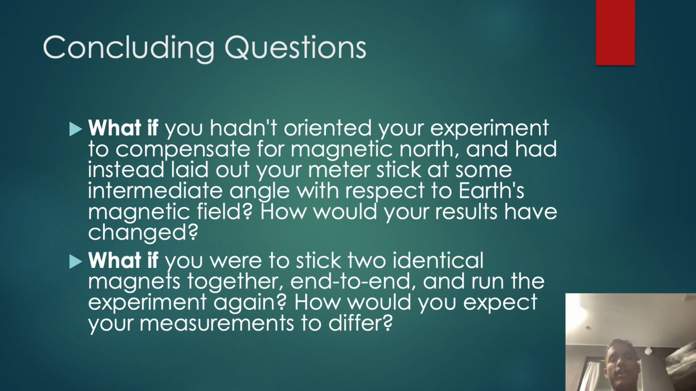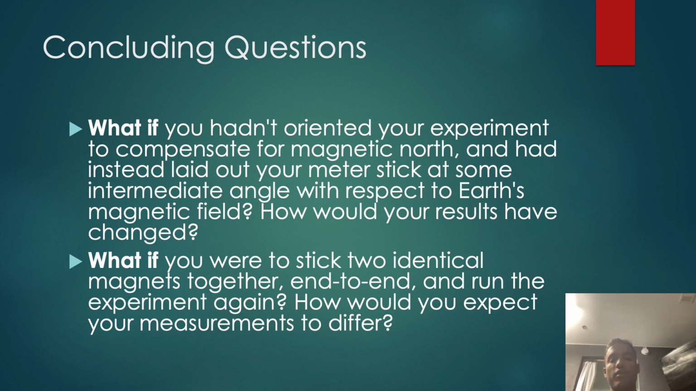So what if I had laid out my meter stick at some intermediate angle with respect to Earth's magnetic field? If I had done this, my results would have changed because the magnetic field of Earth would have interfered with my data. I would not know which part of my data would be due to the Earth and which would be due to my bar magnet, and therefore this would skew my results.